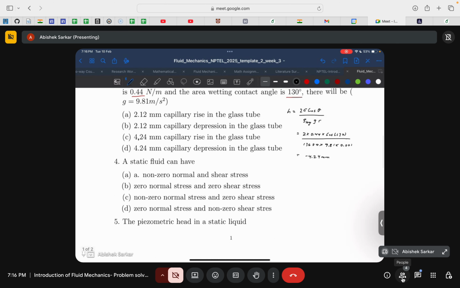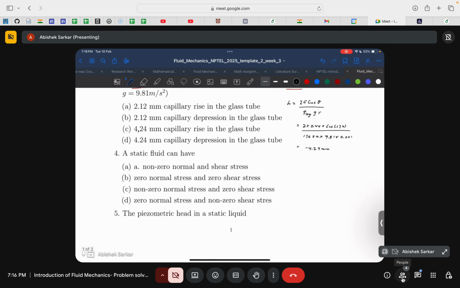A static fluid can have: option A, non-zero normal and shear stresses; option B, zero normal stress and zero shear stress; option C, non-zero normal stress and zero shear stress; option D, zero normal stress and non-zero shear stress. It seems like it's a simple permutation and combination of the two concepts. So option C.